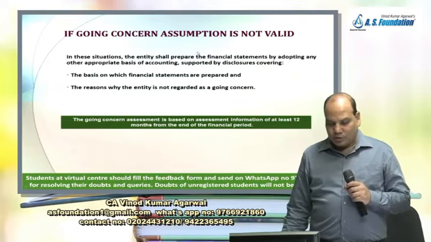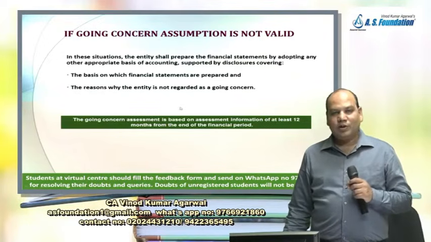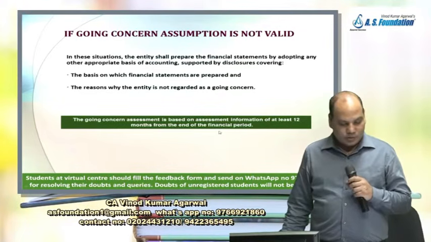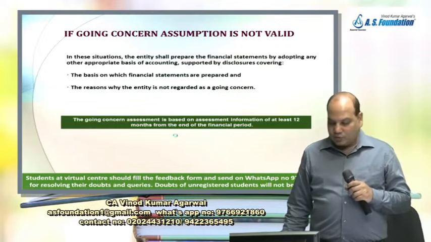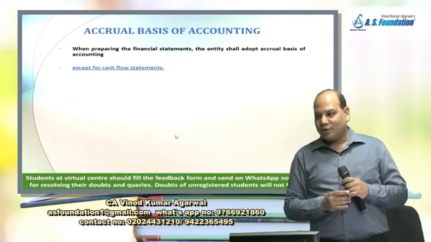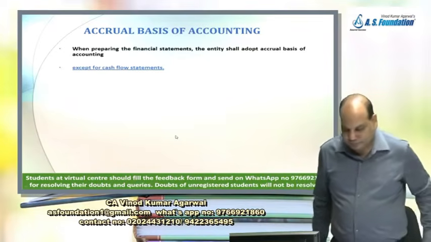This is simple. I am not going into too much of detail. You have been learning in your accounts batches since ages. The going concern assessment is based on assessment information of at least 12 months from the end of the financial period. So what the company has to see whether at least for 12 months we are going to survive or continue with your business or not.